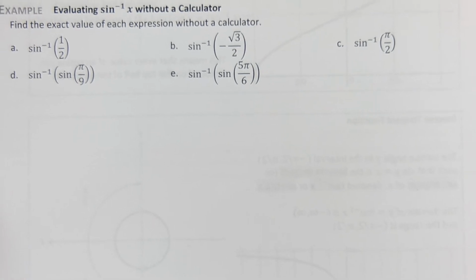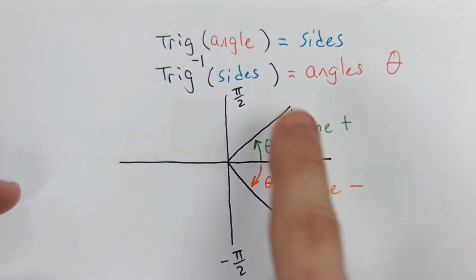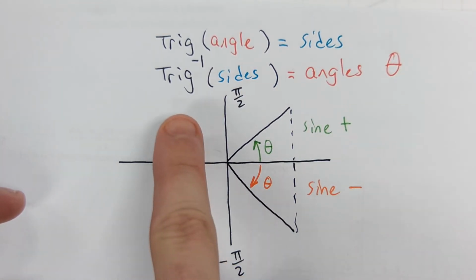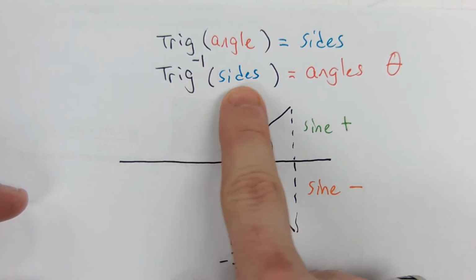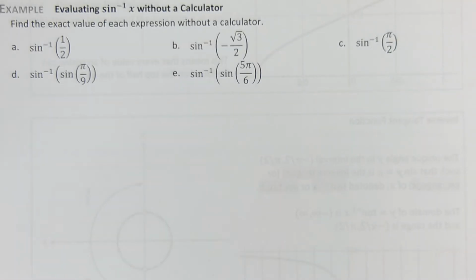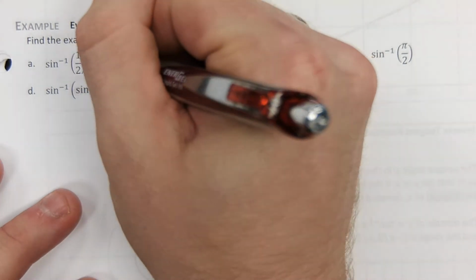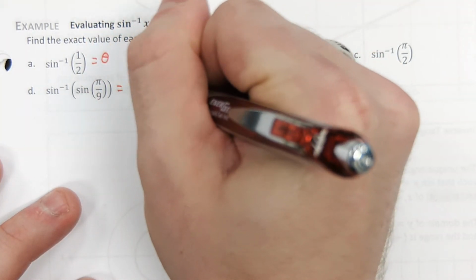What I need from you right now is for you to understand that the result of all trig inverse is always an angle. Because trig is evaluated at angles to return sides, so trig inverse takes sides and returns angles. All trig inverse returns angles. So every one of these 5 questions actually could be set equal to theta. I'm going to go ahead and do that to really drive home that idea.